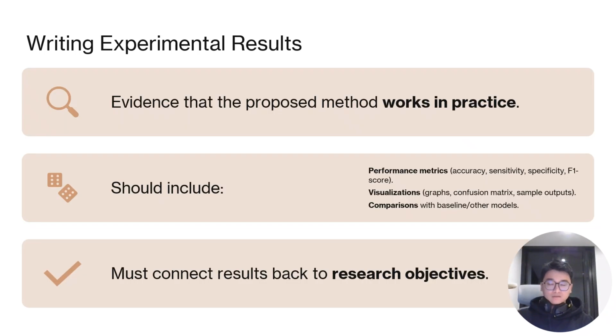And then the next part will be writing the experimental results. The experimental results section provides the proof that the method works. It usually includes numbers like accuracy and sensitivity, graphs to show learning behavior, a confusion matrix to highlight the classification quality, and comparison with other models. Importantly, the results must link back to the objective, showing whether the method works and state the problem clearly.